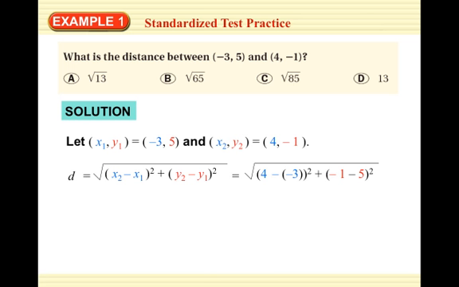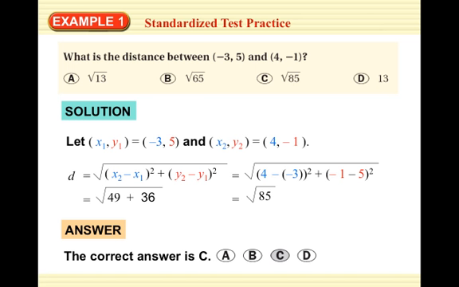Okay, so our distance for this particular problem is going to be d equals the square root of (4 minus -3) squared plus (-1 minus 5) squared, and then we're going to take the square root of the whole thing. So we get the square root of 49, because 4 minus -3 is 7, the same as 4 plus 3. 7 squared is 49. -1 minus 5 is -6. Inside the parentheses that is squared, and so -6 times -6 is positive 36. 49 plus 36 is 85, so we have the square root of 85, and that gives us answer choice C.